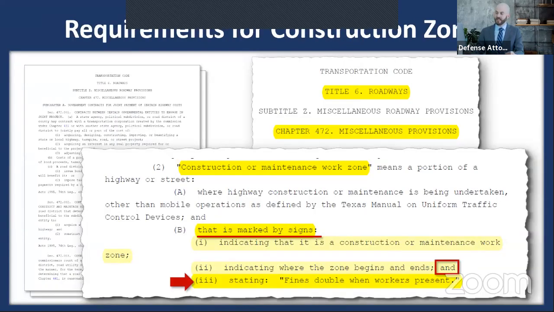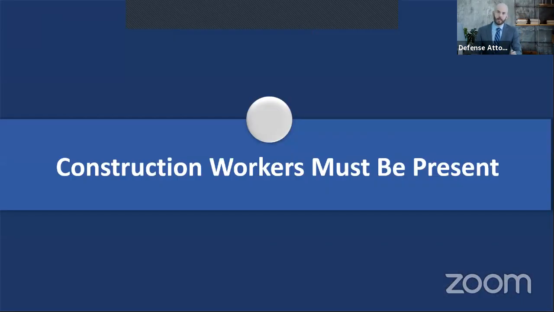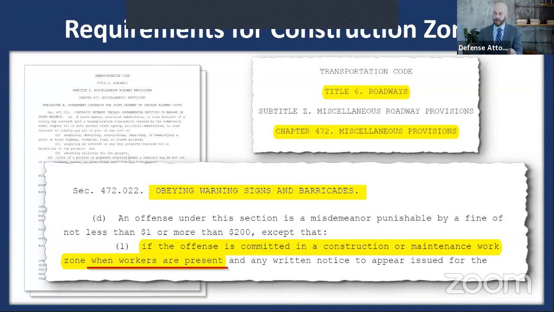And the signs have to indicate that fines will double when workers are present, because you have to be made aware of what's going on around you. Construction workers must be present. There must be someone there. Again, the law the judge gave you will tell you that.